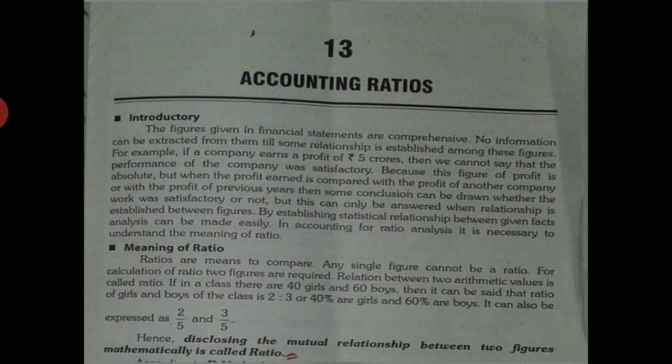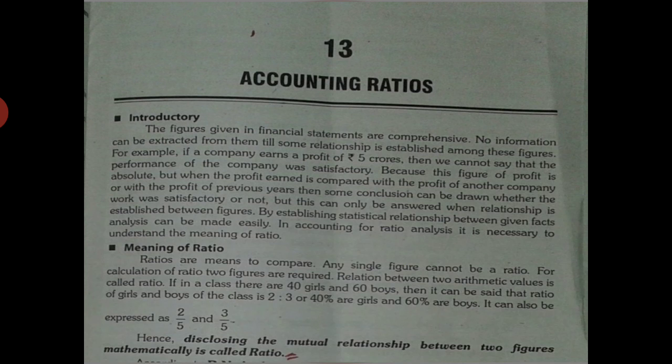To find out a ratio, two figures are required, and they are written in the simplest form. So we can conclude that when there is a mutual relationship between two figures mathematically, that is mathematical ratio, but it is a number which is expressed in the terms of another, and the quotient that we find is by dividing one number by the other.